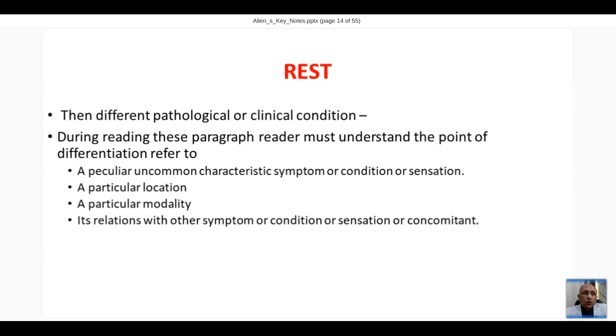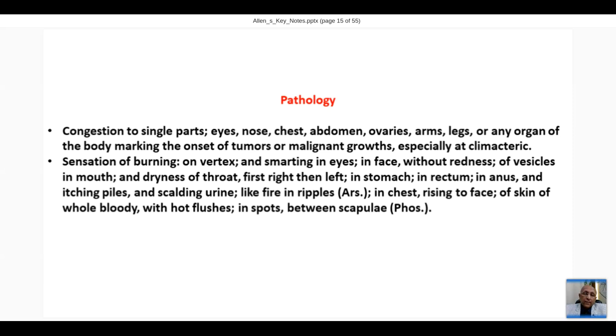So we will take an example again of sulfur, the next few lines where he starts with pathology. See, he starts over there at the level of congestion. What has he written? Congestion to the single parts, eyes, nose, chest, abdomen, ovaries, arms, legs or any organs of the body, marking the onset of tumors and malignant growths, especially at climacteric. I will not give the explanation of this now, because you will learn sulfur over there. It is recorded and you can get the meaning of every sentence over there.